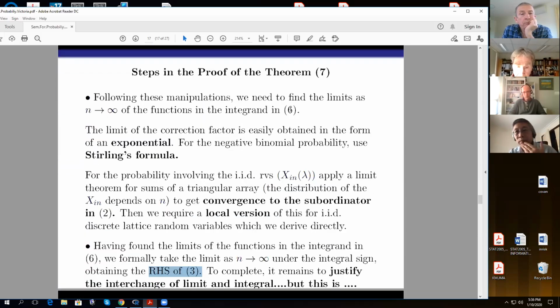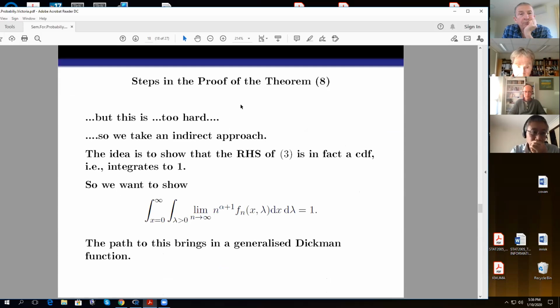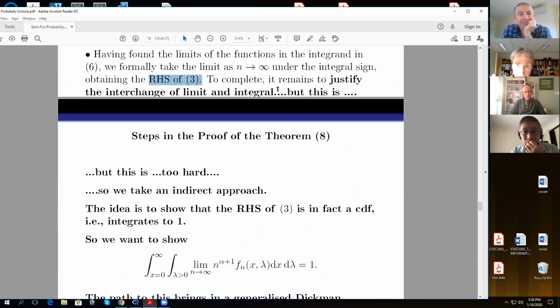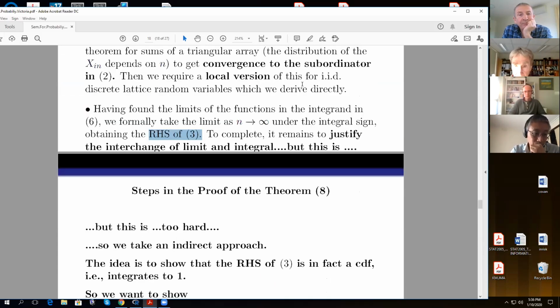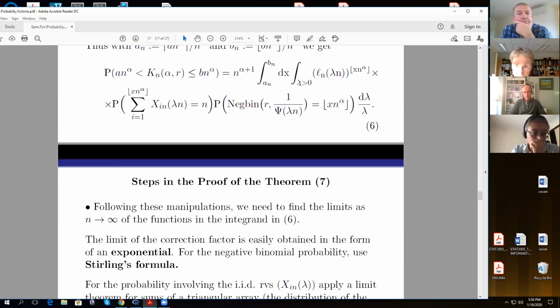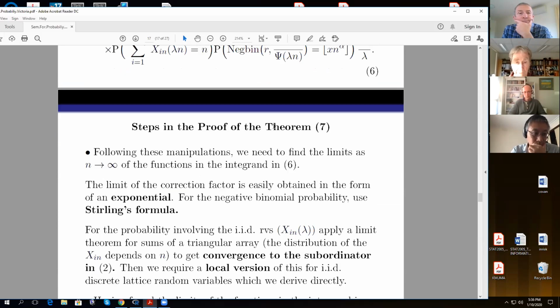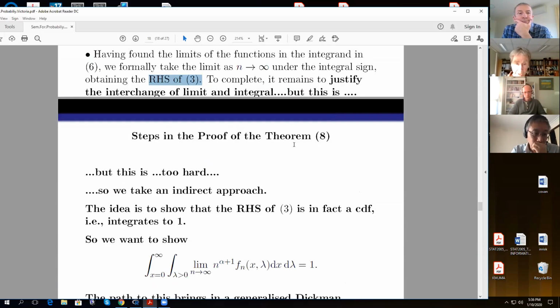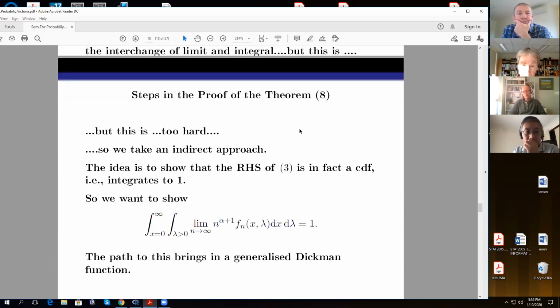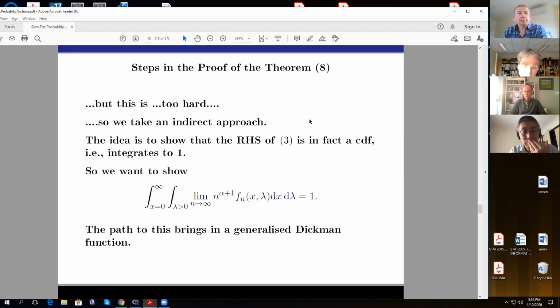You can spend a lot of time and a lot of scrap paper trying to justify that interchange by finding bounds on those separate terms in this integral. That turns out to be just too hard. But there's a better way to do this. There's a better way to do it, and the way to do that is to show that, in fact, the limit function is indeed a proper CDF. In other words, that it integrates to 1.